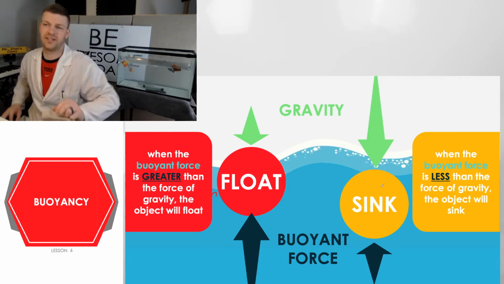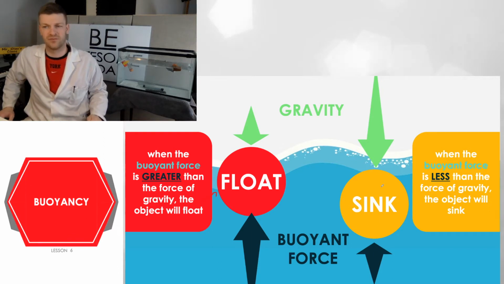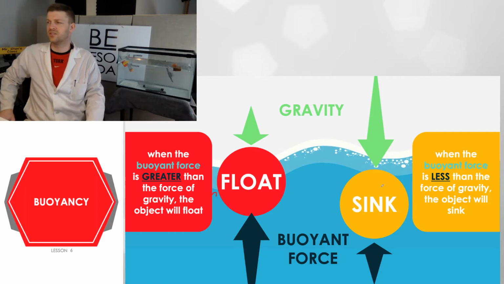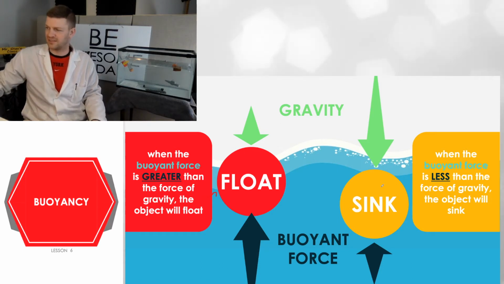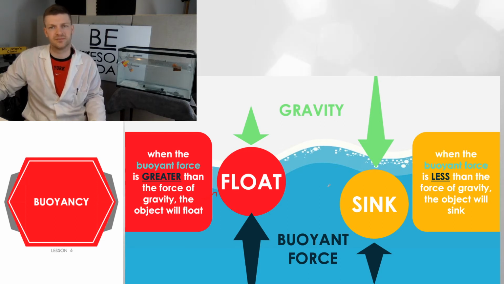So that text there is just what I just said. So the red one says when the buoyant force is greater than the force of gravity, the object will float. And the other one says, the yellow says when the buoyant force is less than the force of gravity, the object will sink. Okay?